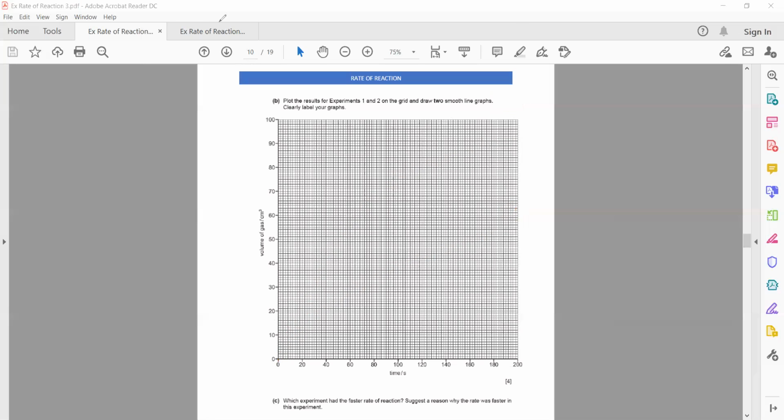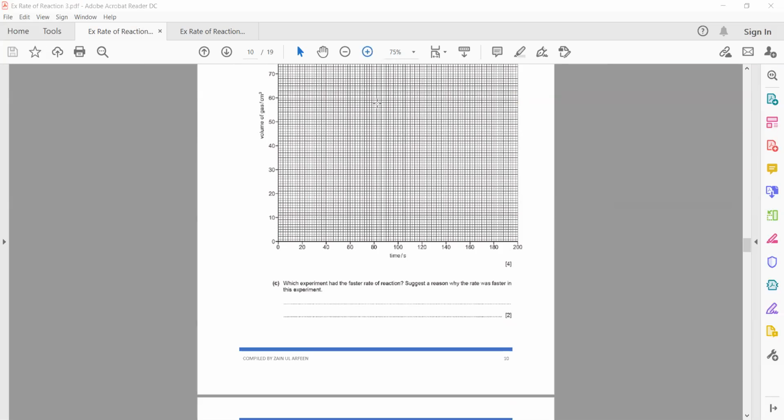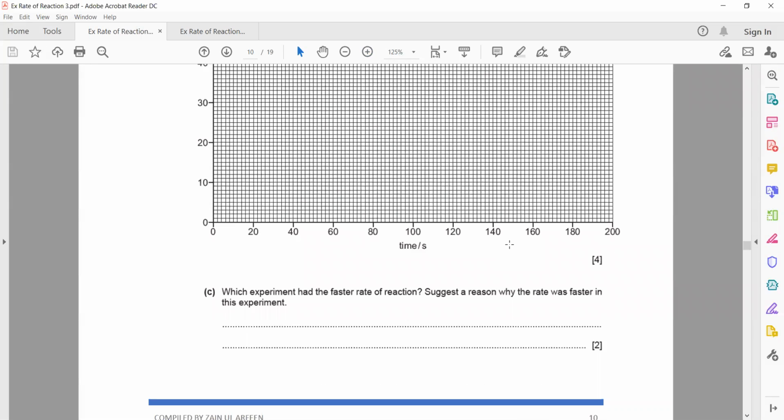In the next part, they ask which experiment has had a faster rate and suggest a reason. So which experiment is having a faster rate? Experiment 1 is having a faster rate. And what could be the reason why the rate is faster? Maybe a large surface area is there, or a greater amount of magnesium is there, or more concentrated acid is used. You can mention that.